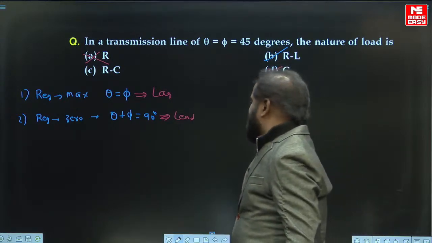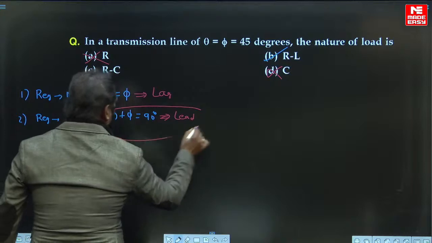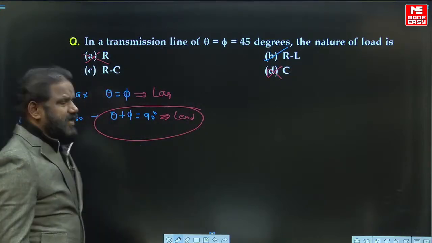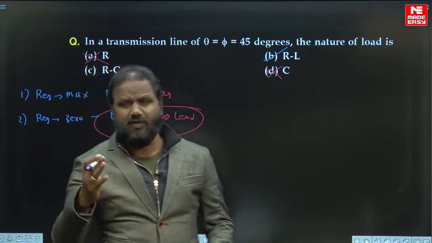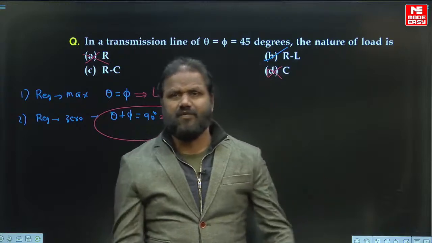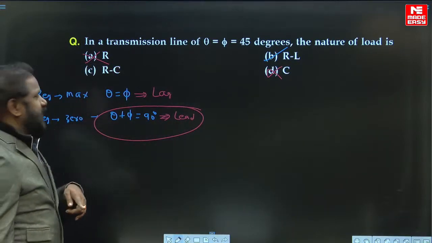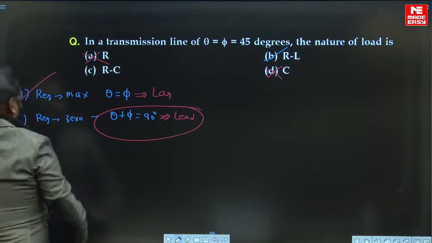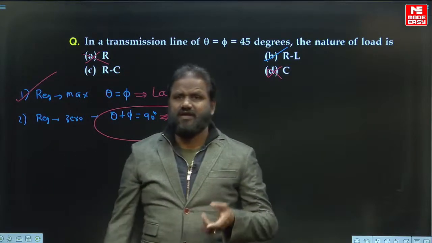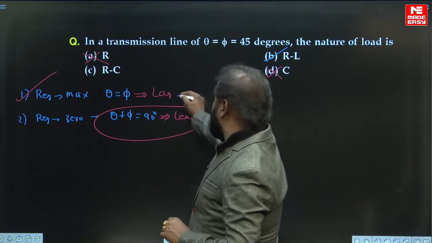You see, there are many possibilities. Theta plus phi equal to 90 degrees gives infinitely many possibilities, but theta equal to phi is only one possibility. So as per priority, this is to be taken into consideration. If this is taken into consideration, the power factor is lagging.